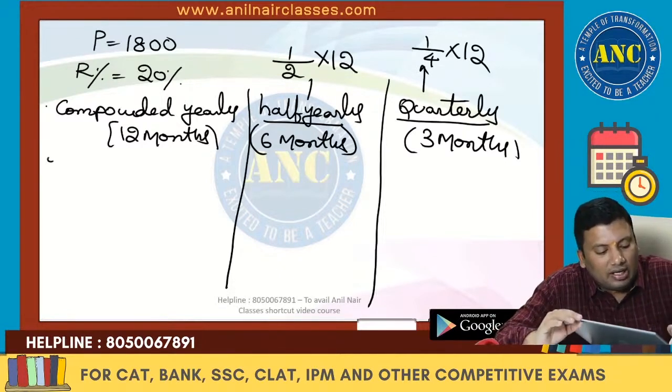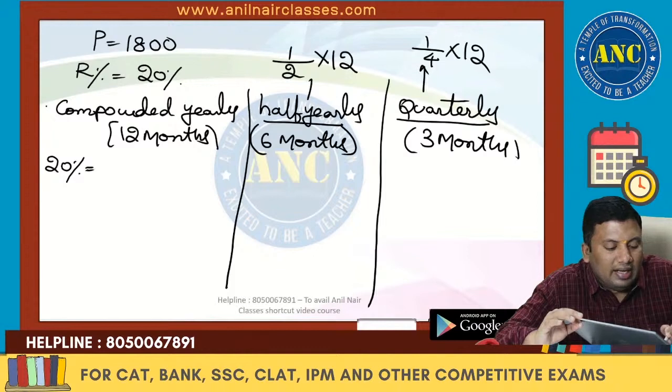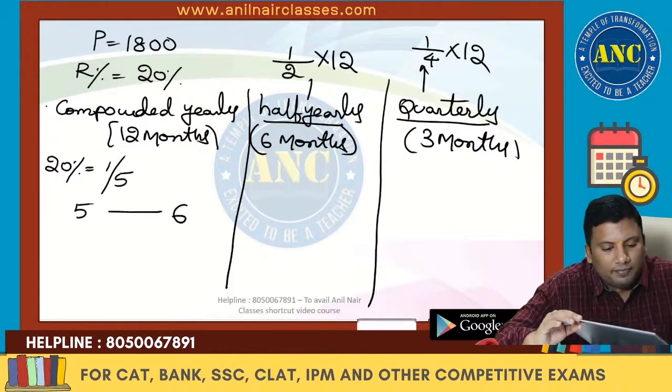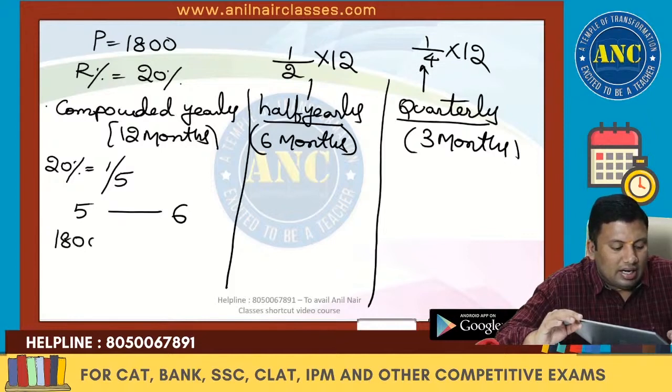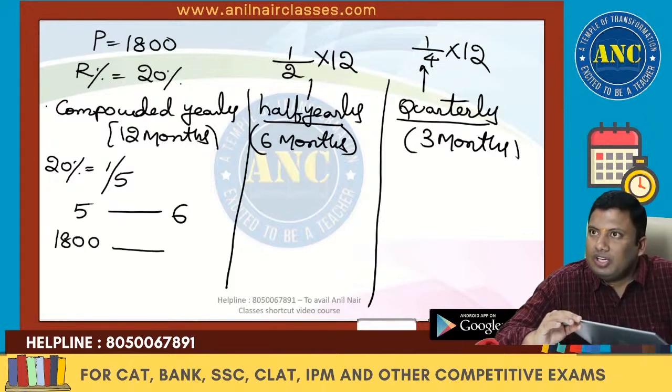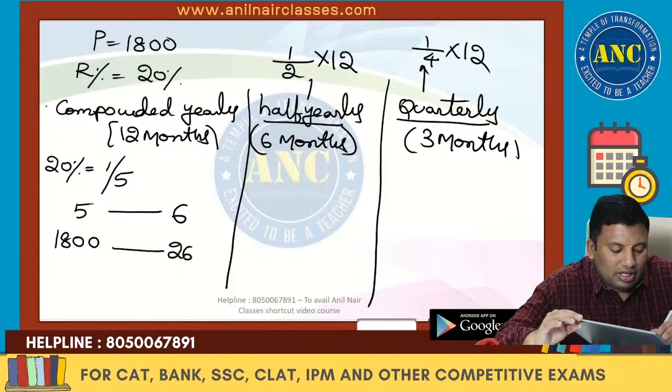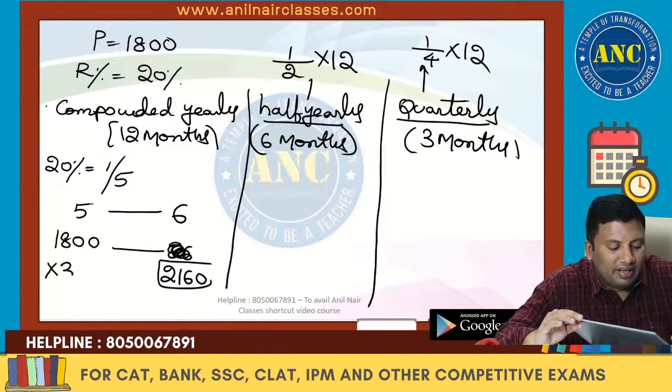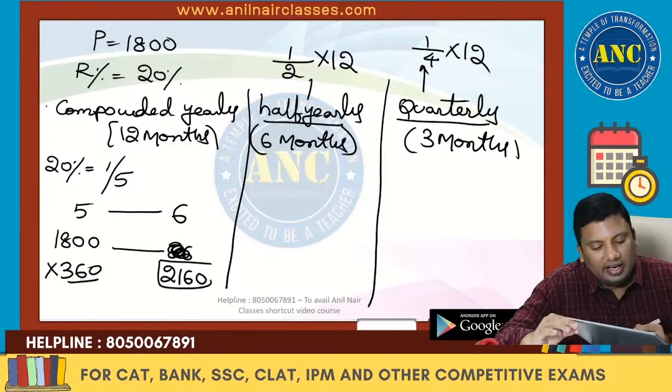For 12 months, 20% is 1 by 5. 5, there is one increase, it is 6. It is 5 into 360, which is 1800. 6 into 360 is 2160. I hope the idea is clear.